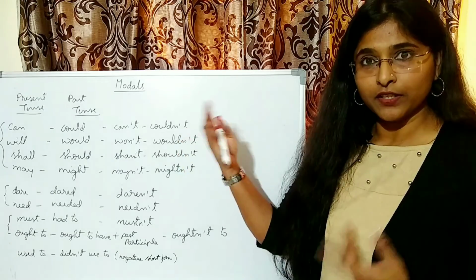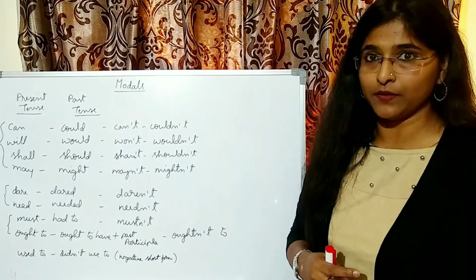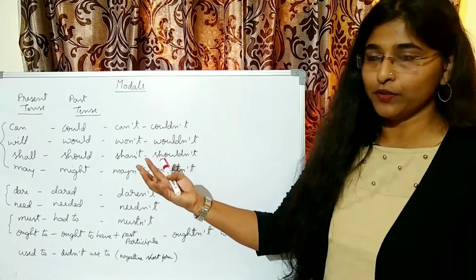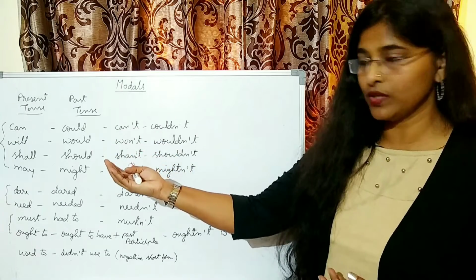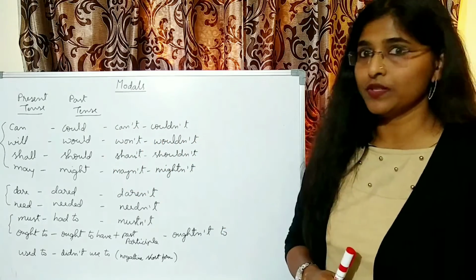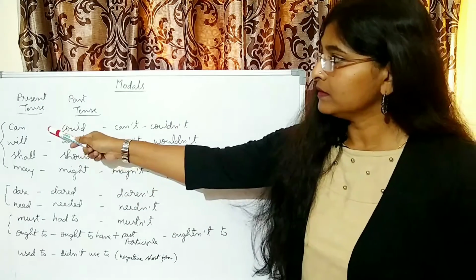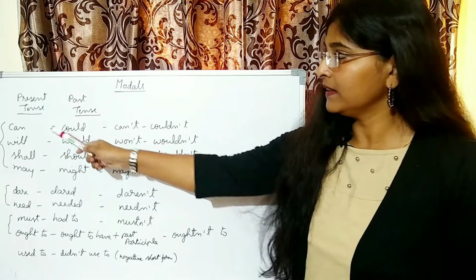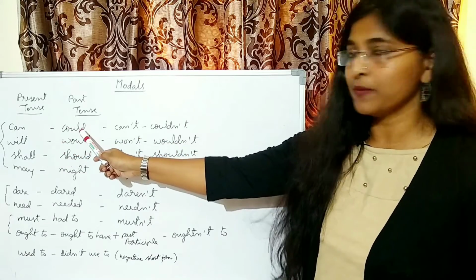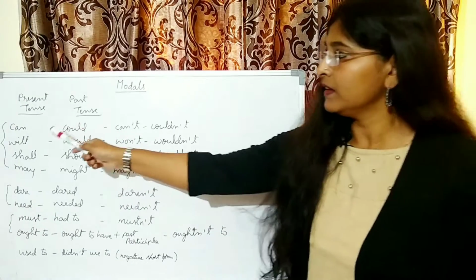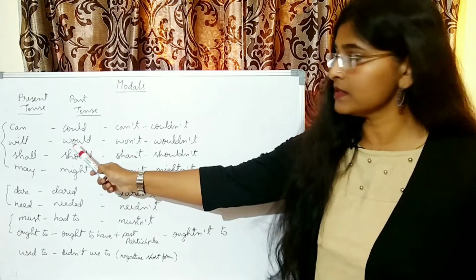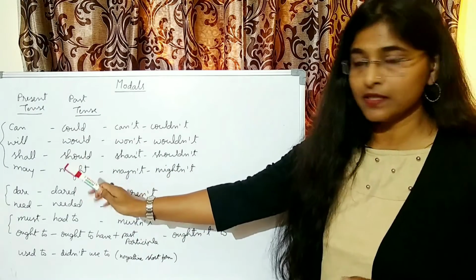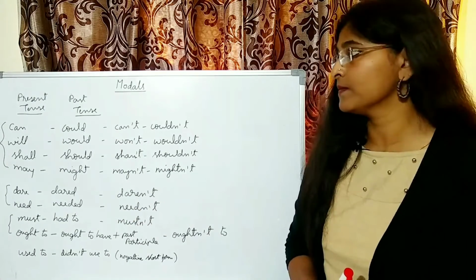We will study the functions of modals in another video later on. I just want you to see all these words and learn about the words, the past tense of these words, and the negative short forms of these words. I have taken these 4 words in a group. Can is the present tense, could is the past tense; will present tense, would past tense; shall present tense, should past tense; may present tense, and might is the past tense of it.